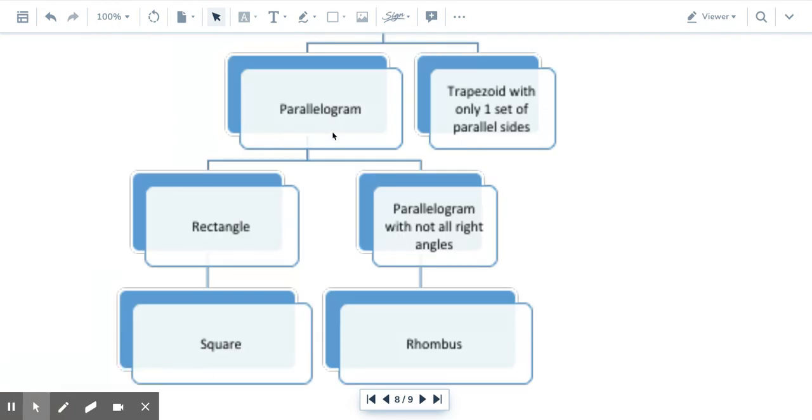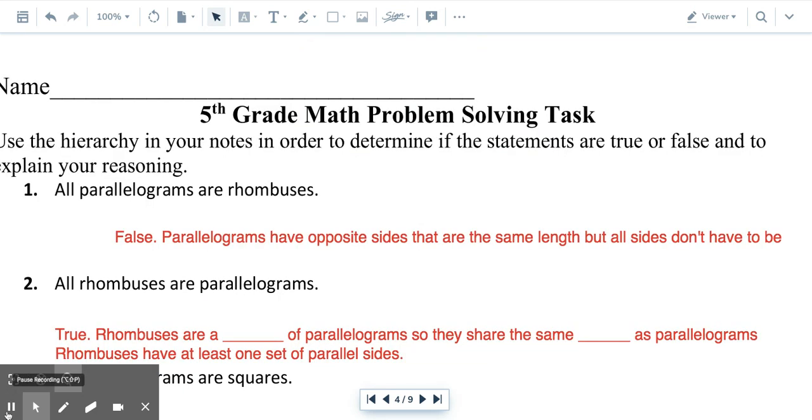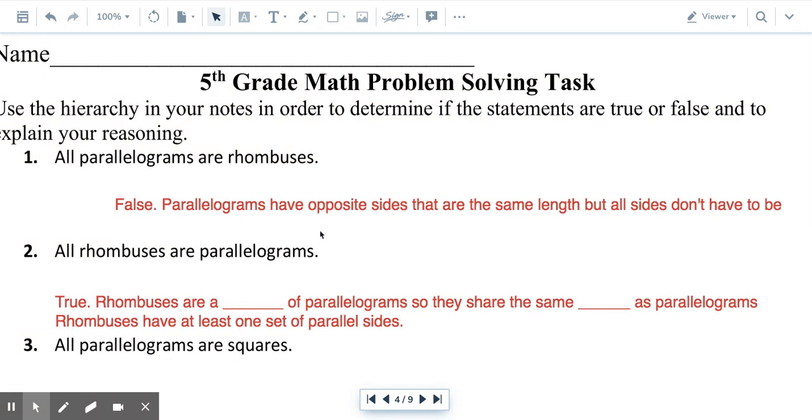First, let's try to make sense of this with our shape hierarchy. We want to know if all rhombuses are parallelograms. Here, I can see there's a larger category for parallelogram and that the rhombus is a subcategory of that category, parallelogram. So, the question is, are all rhombuses parallelograms? In my statement, I said that it is true, all rhombuses are parallelograms. What did you fill in the blanks in my statement? Rhombuses are a blank of parallelograms, so they share the same blank as parallelograms.